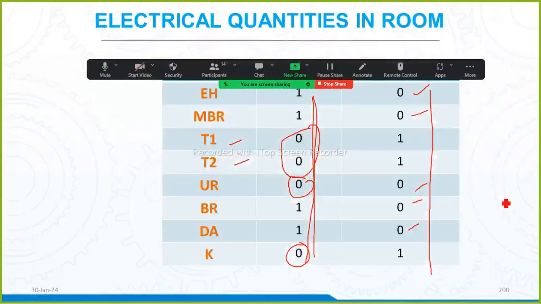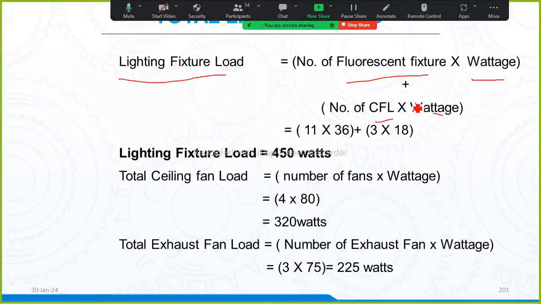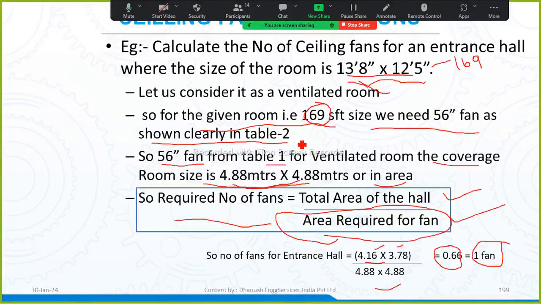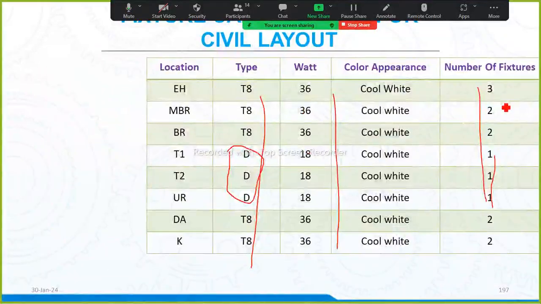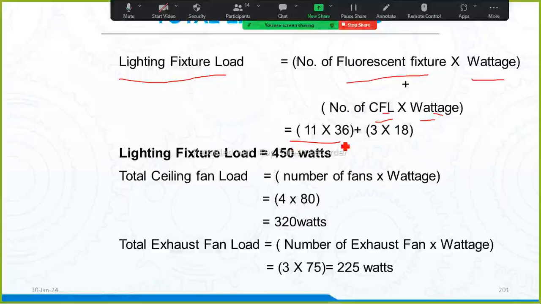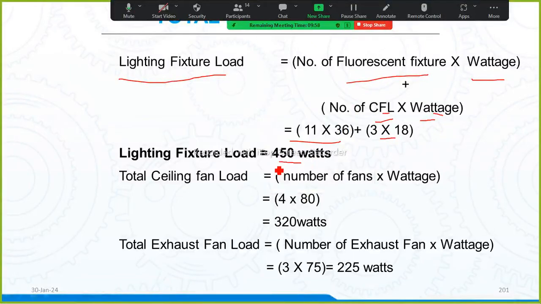Now the total calculation: number of FLs into FL wattage plus number of CFLs into CFL wattage. Adding up the total FLs: 3, 4, 5, 6, 7, and dining area 8, 9, 10, 11. So 11 FLs and 3 CFLs. 11 into 36 plus 3 into 18, the total lighting load is 450 watts. We will do this in the Excel sheet now.